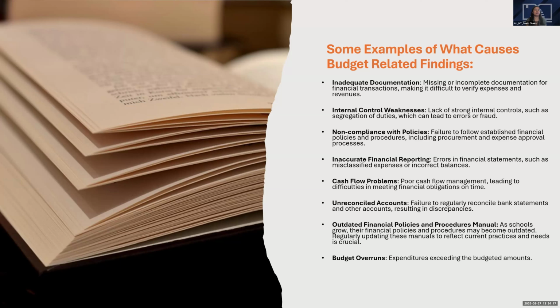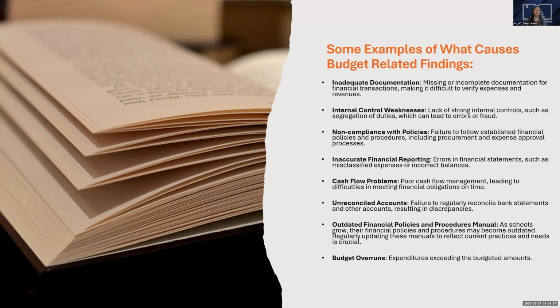And then moving on, another point is inaccurate financial reporting, that is errors in financial statements, such as misclassified expenses or incorrect balances. And again, cash flow problems, because poor cash flow management can lead to difficulties in meeting financial obligations on time. Another example would be unreconciled accounts, because failure to regularly reconcile bank statements and other accounts can result in discrepancies as well.